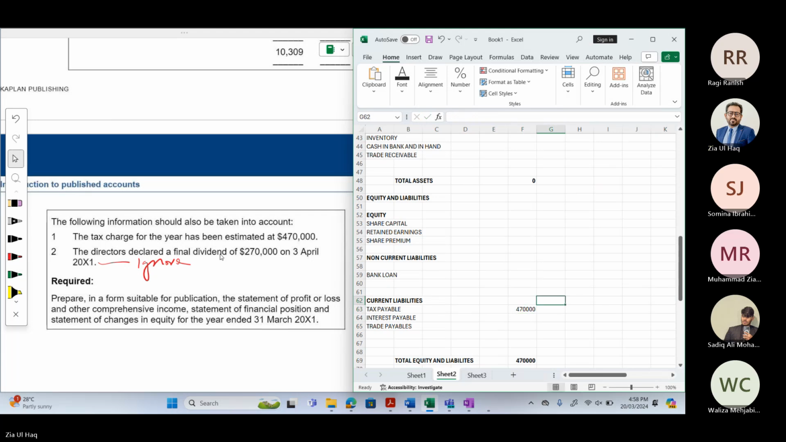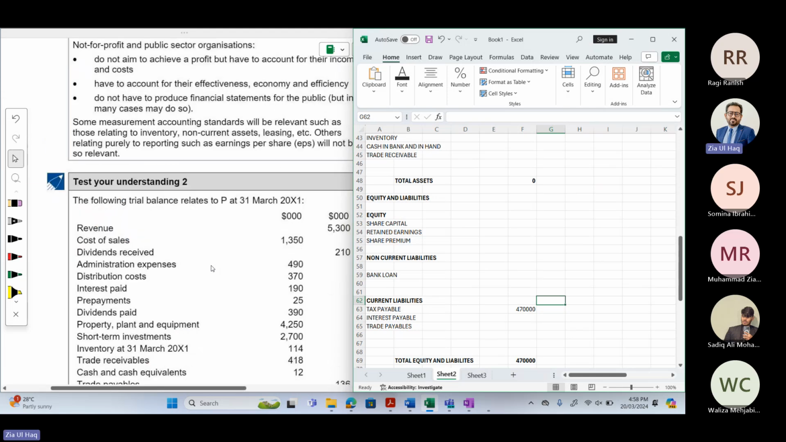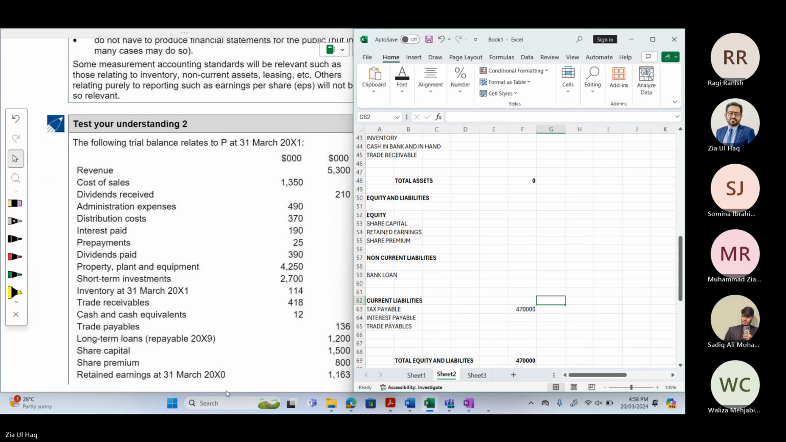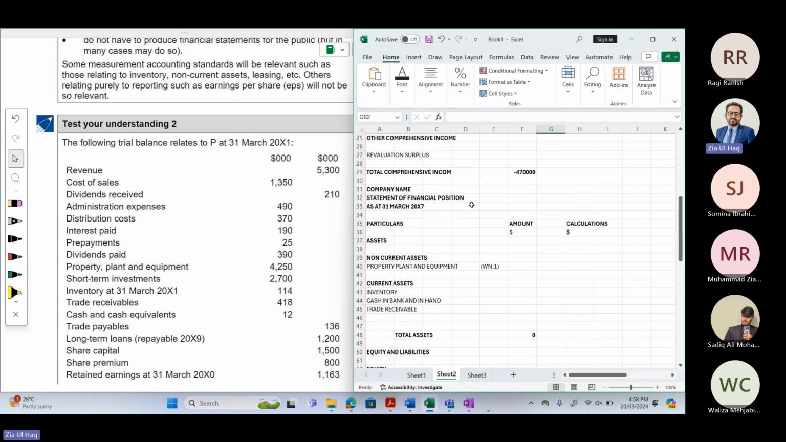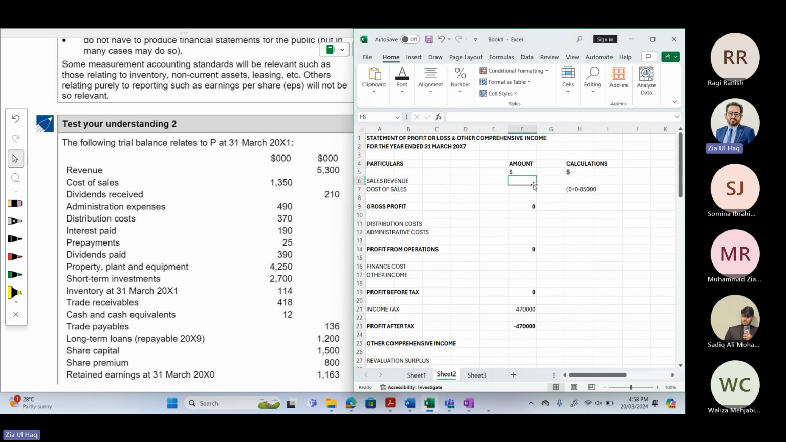Is it fine? Dividend declared, ignorable things. So we are done with the adjustments. Now look at the data that we have been given. So sales revenue is 5,300,000. Cost of sale is given, 1,350,000.